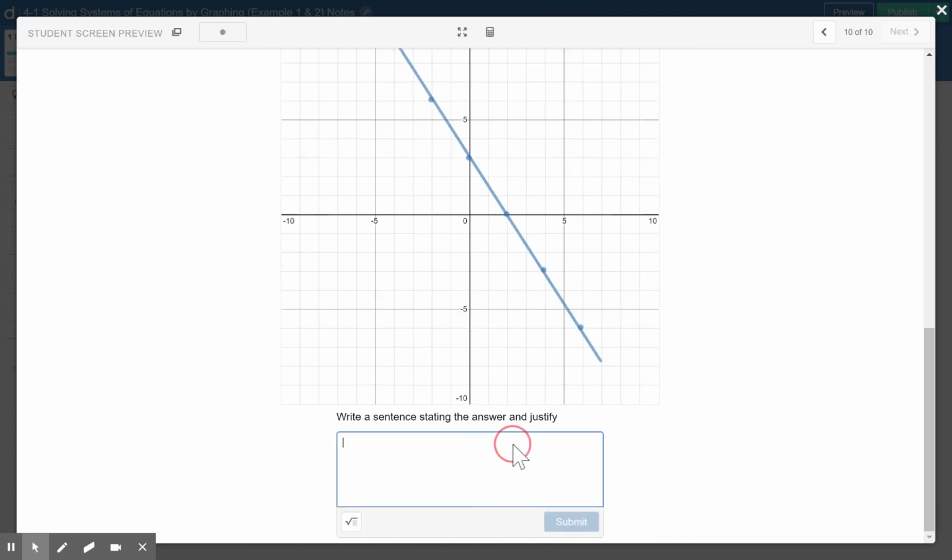And you just write that in your answer. The two equations given are the same, so that means it's infinitely many answers or solutions because it's the same line. So something along those lines works.